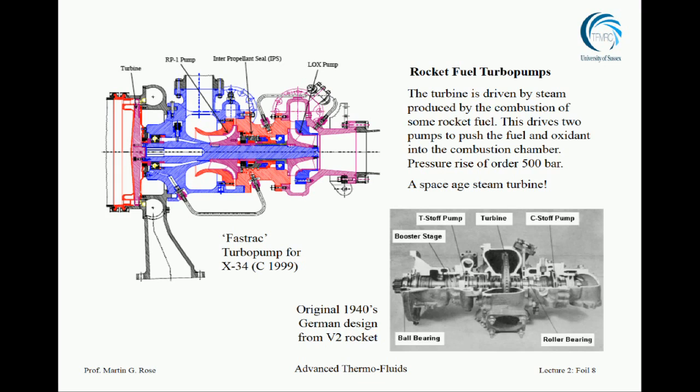But if you burn hydrogen and oxygen, what you get is high pressure steam. So in a space rocket, what you've got available is steam. So you use steam to drive the turbine.